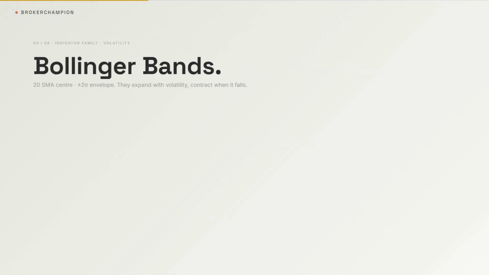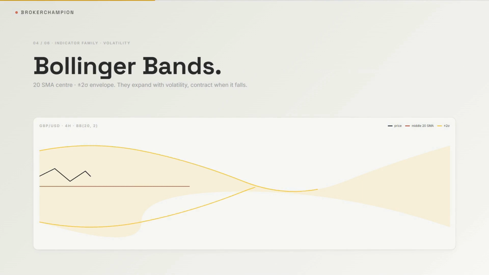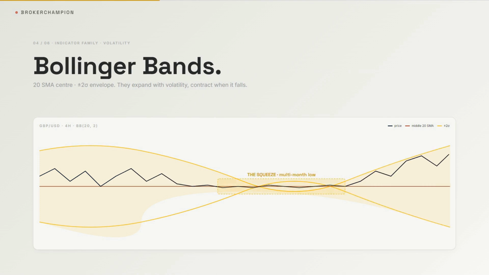Bollinger Bands, a volatility envelope, a 20 SMA in the middle, 2 standard deviation bands on either side. They expand when volatility rises, contract when it falls. The squeeze is the signal. When the bands compress to multi-month lows, a directional move usually follows. You're not predicting direction, you're predicting that the quiet ends.